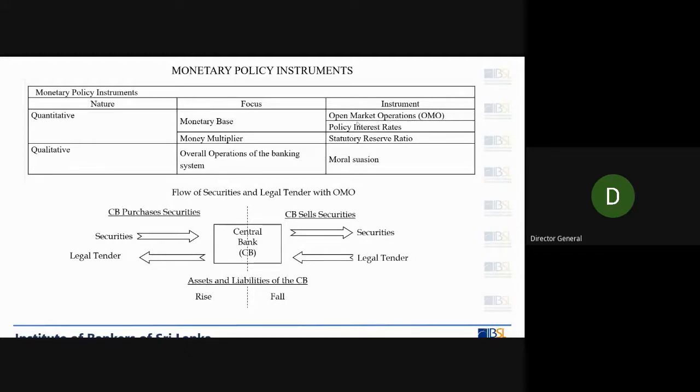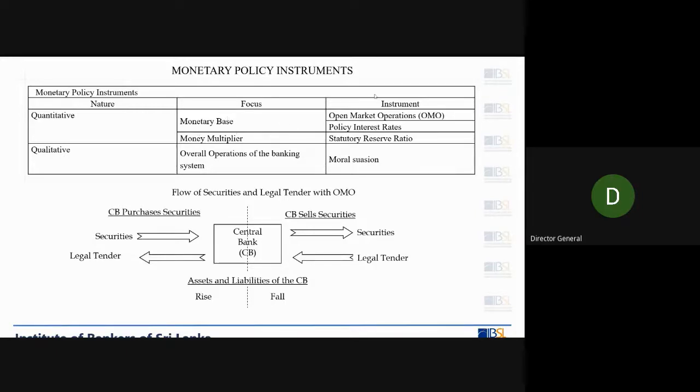Here are the policy interest rates. The policy interest rates can be adjusted by the central bank to influence the financial inflow and outflow between commercial banks and the central bank. We know the standing deposit facility allows commercial banks with surplus funds to deposit with the central bank. The standing lending facility allows commercial banks to borrow from the central bank. When a commercial bank deposits money, what happens? Money comes in, so the monetary base goes down.